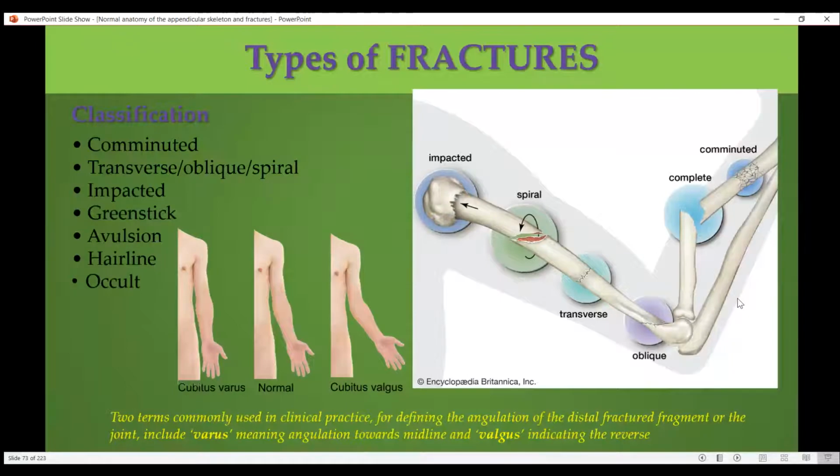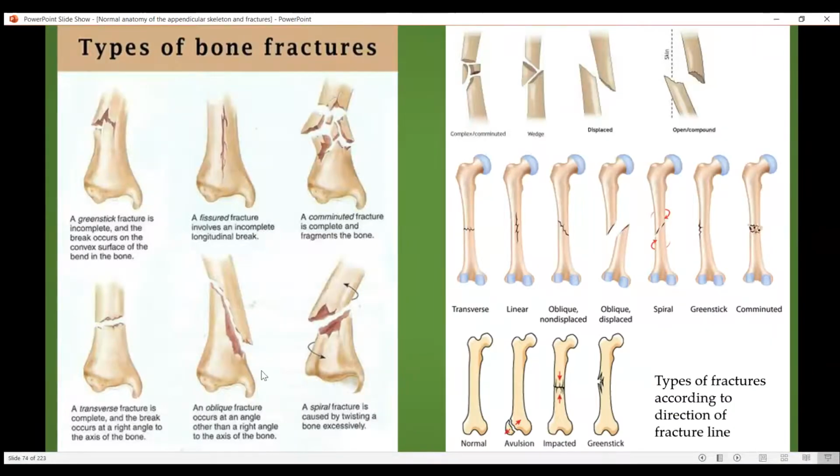Right, and then we also learned the types of fractures. There are many types of fractures. A comminuted fracture is when the bone is broken into two or three or more segments. Transverse fractures we will see slowly. According to the direction of the fracture line, fractures are defined as transverse, linear, oblique displaced, oblique non-displaced, spiral, greenstick, and comminuted fractures as well.